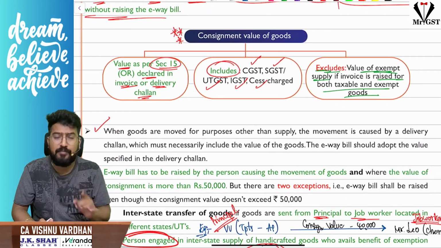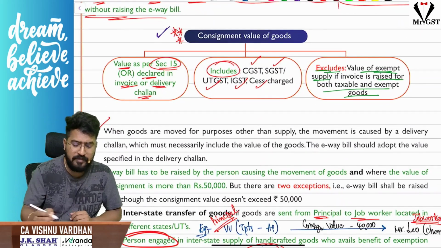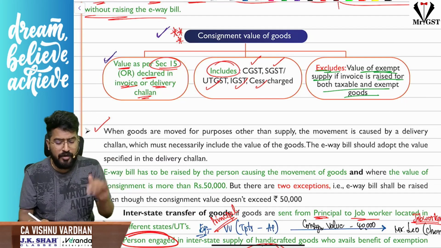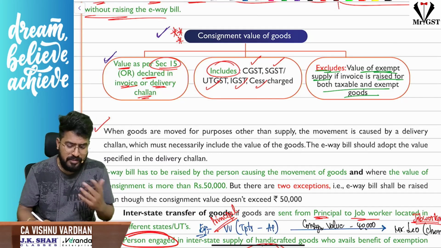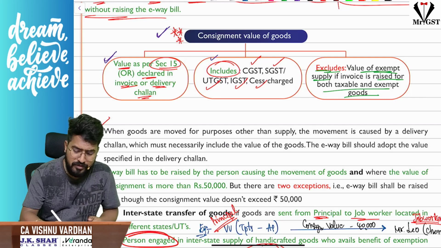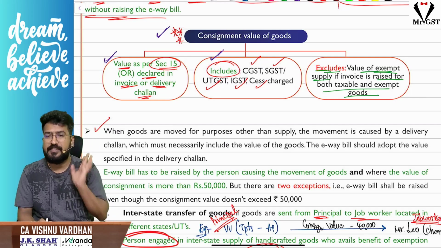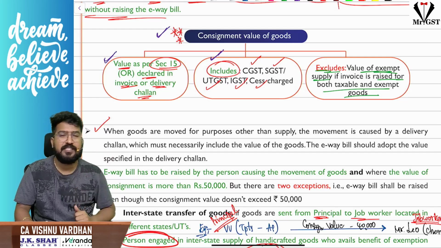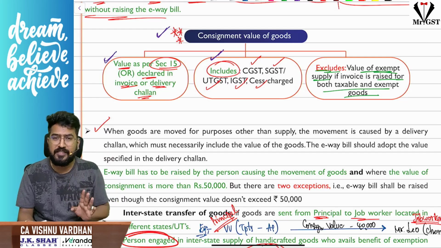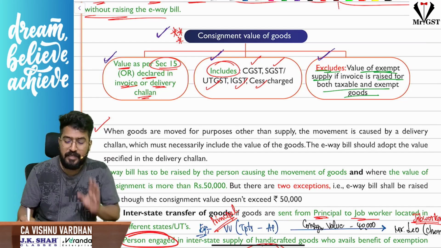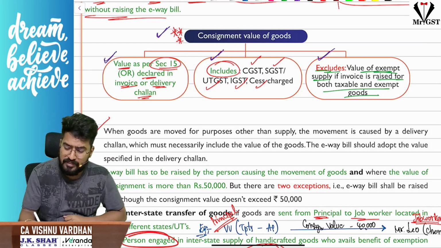Consignment value means value under section 15, or whatever the value declared in invoice or challan, as per the delivery challan, and please understand, it includes GST. So long in GST, wherever you have seen the limits, they were excluding GST, but here you will see a scenario where it includes GST and excludes the value of exempt supplies, if the invoice is raised for both taxable and exempt goods.